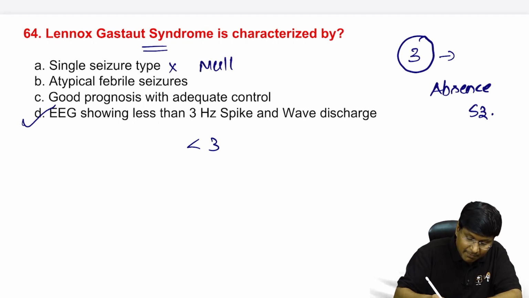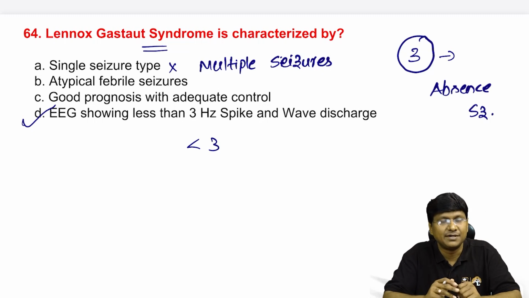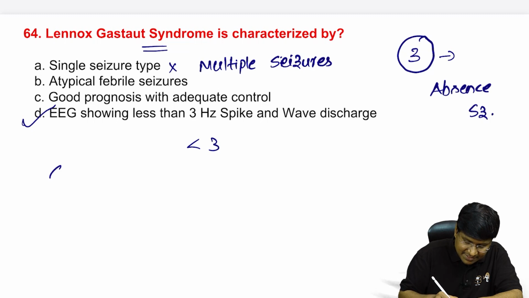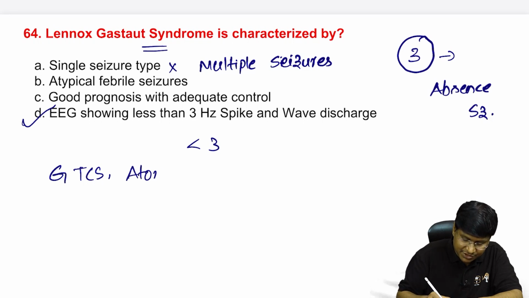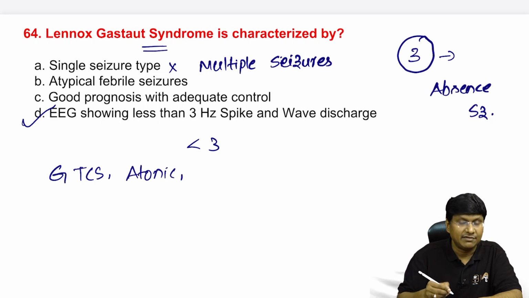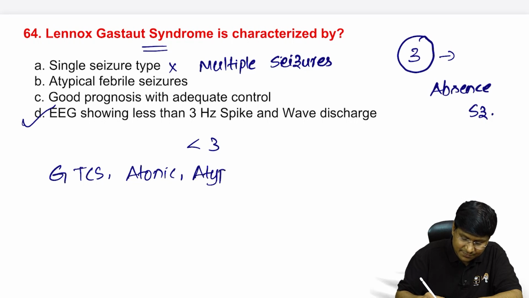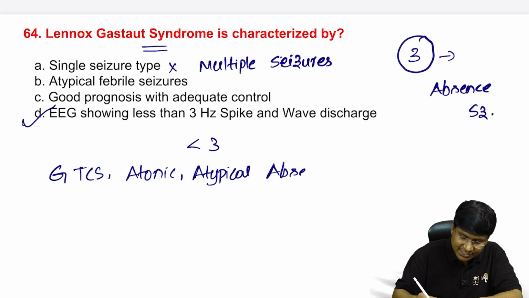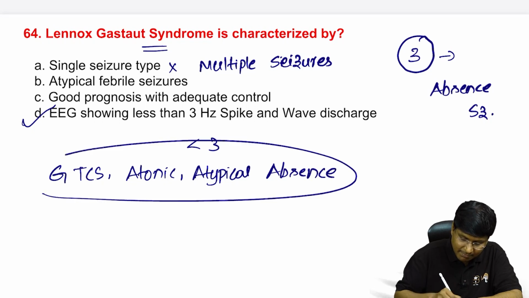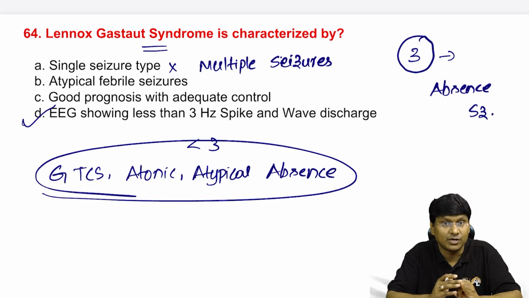Here you will have multiple seizures. Multiple seizure types are observed in case of the LGS, that is Lennox-Gastaut syndrome. Now, what will be that multiple seizure type? The multiple seizures include, number 1, the GTCS, generalized tonic-clonic seizures. Number 2, atonic seizures. Number 3, atypical absence seizures. So these will be the multiple seizure types that you have in case of Lennox-Gastaut syndrome.